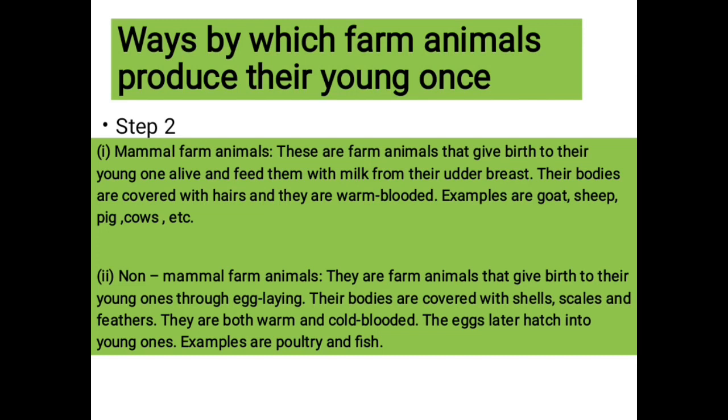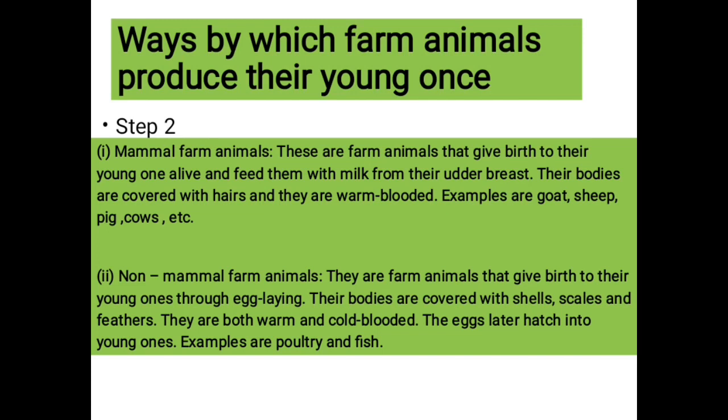What are the non-mammals? Since we understood what mammals are, they give birth directly. They produce their young ones in their own form and shape. You can actually see the eyes, the ears, the nose. You can see everything, just a replica of the one that gave birth to them, which is the mammal.